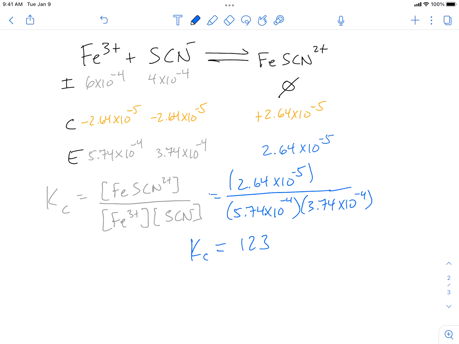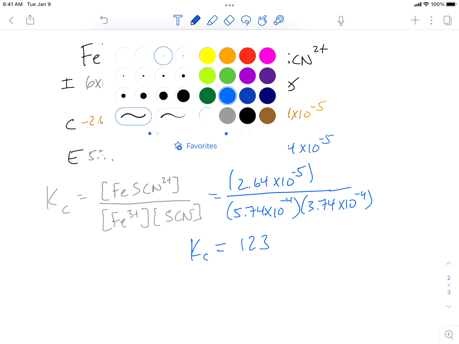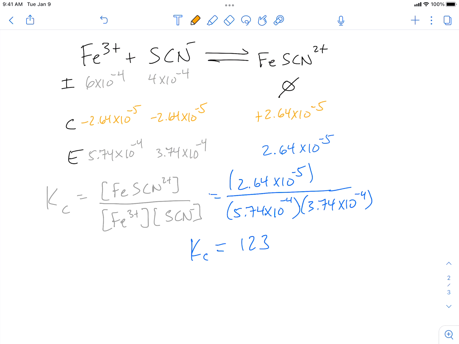That turns out to be really close to the accepted value. At 25 degrees, which is roughly what we were at in our room, the accepted value is 138. So the value that we came up with is super similar to the accepted value, and that's pretty amazing for a high school lab.